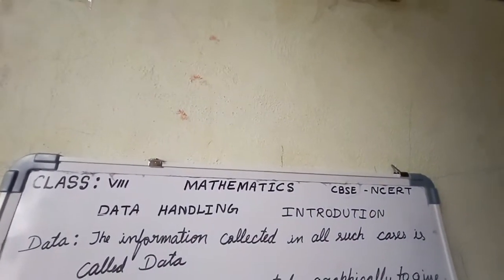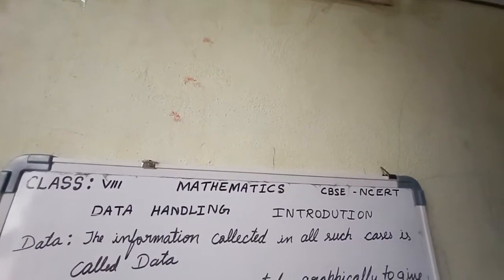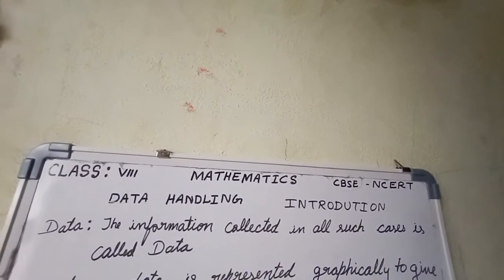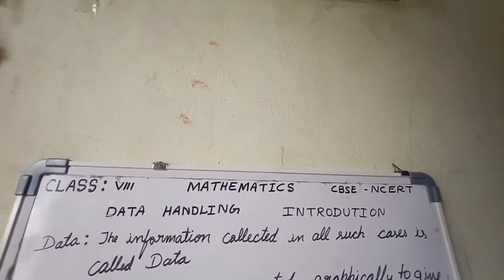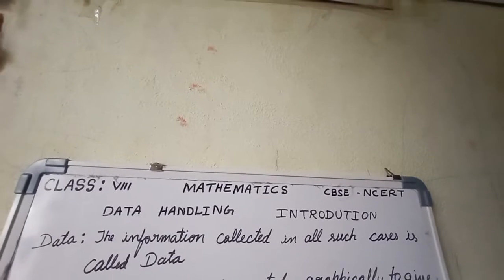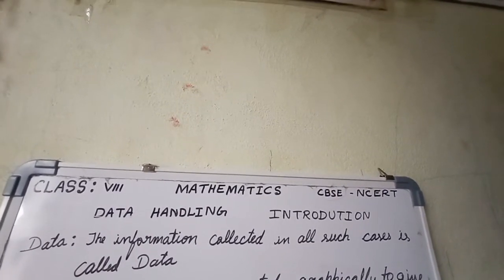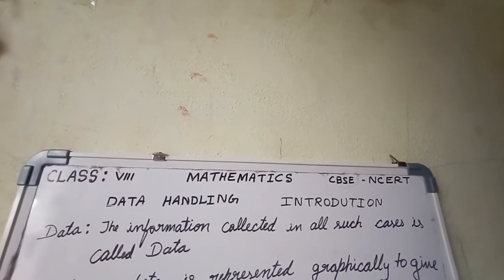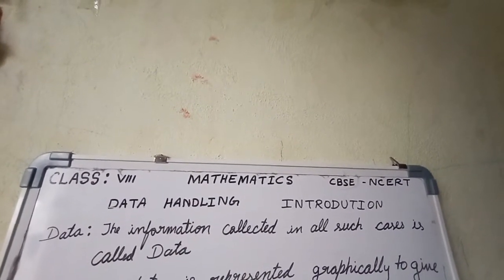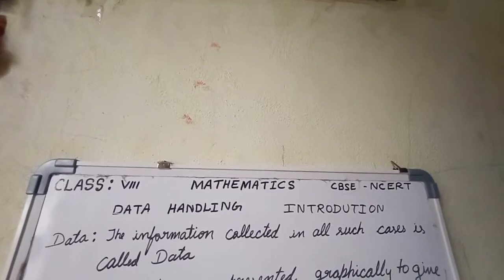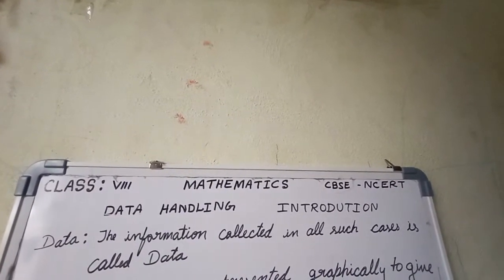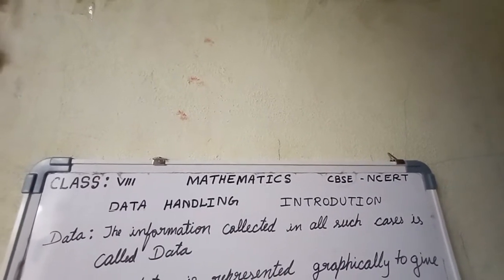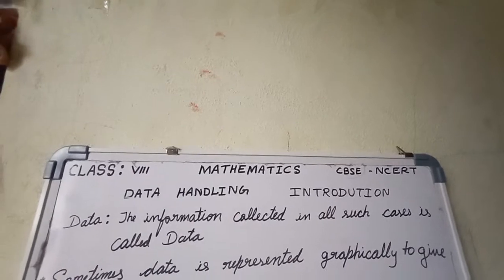Then in the definition form, the information collected in all such cases is called data. The data might be anything, marks collection or favorite item or sale or score, whatever it might be. It is one of the information. In day to day we are using that type of information. The information collected, in all such cases is called data.